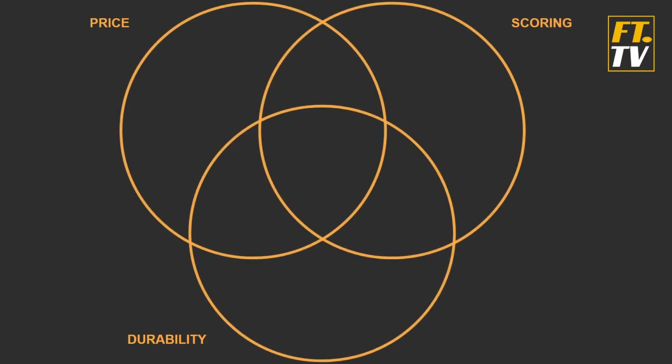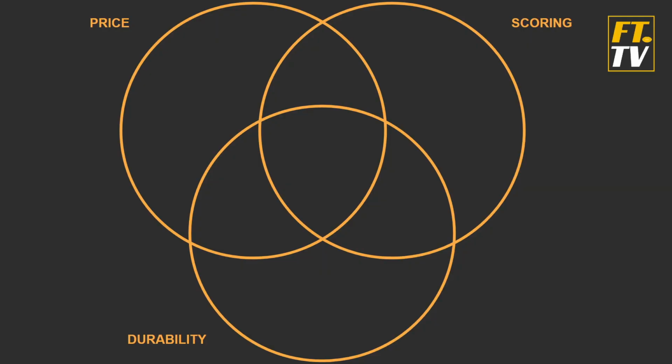In our first video, we went over the basics of player assessment and how different types of players fit into these categories. If you haven't watched it, I suggest you start there, but the quick overview is that we look at three main things. How much do they cost, how well do they score, and can they play every game? Written here as price, scoring, and durability.